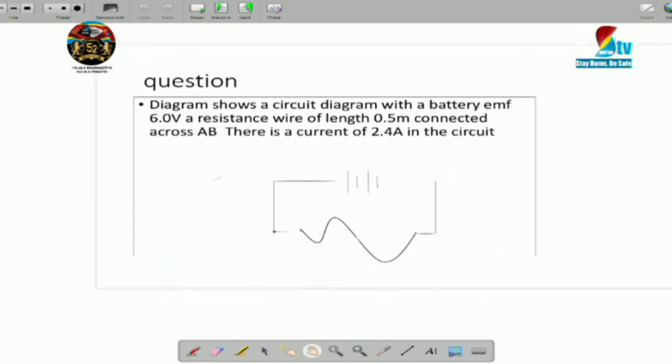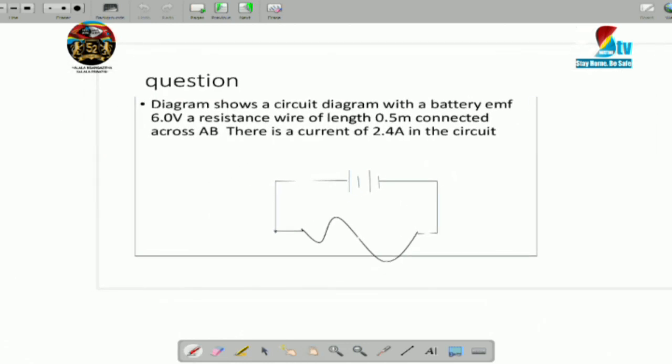The question is, you are given a diagram. It shows a circuit diagram with a battery, which is a combination of cells, with an EMF, which is the electromotive force, of 6.0 volts, and a wire of length 0.5. So the length of the wire is known to be 0.5. It's connected across points A, B. So the wire is connected across those 2 points. Now there is a current of 2.4 amps that is passing through. So there are things that are given here. We're given the voltage, we're given the current, we're also given the length of the wire. Let's see what the questions are.